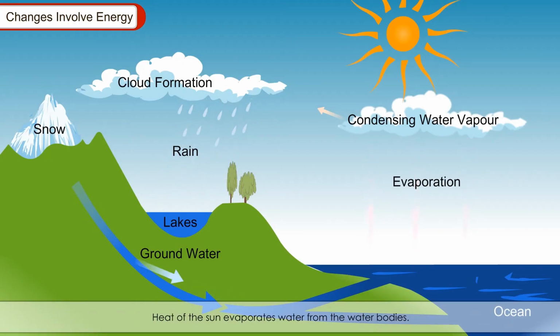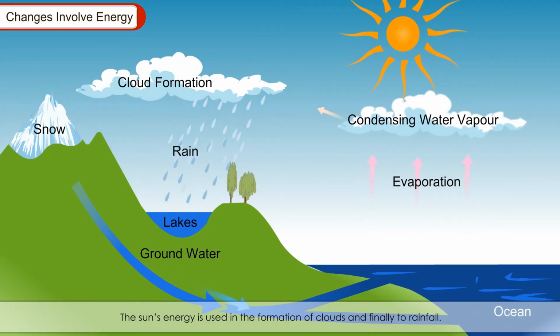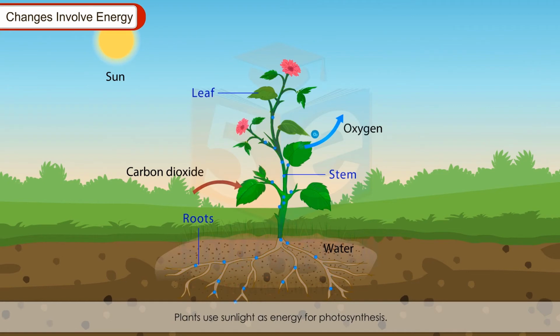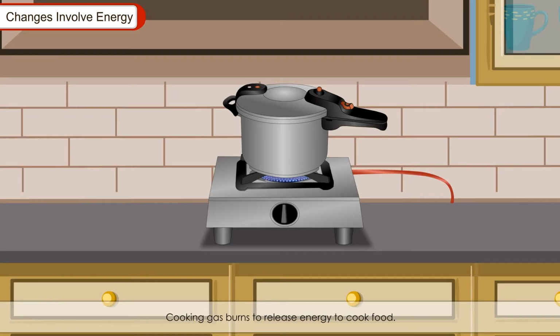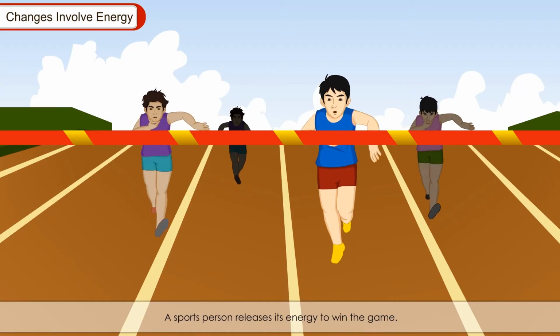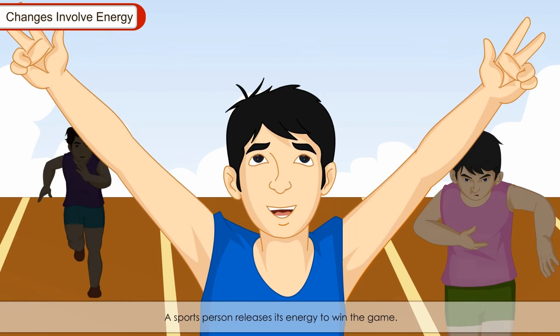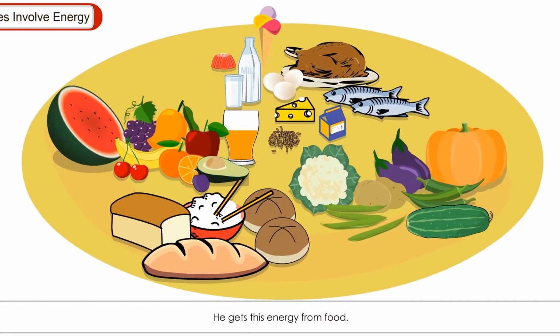Heat of the sun evaporates water from the water bodies. The sun's energy is used in the formation of clouds and finally to rainfall. Plants use sunlight as energy for photosynthesis. They utilize this food and grow. Burning of wood releases energy in the form of heat and light. Cooking gas burns to release energy to cook food. A sportsperson releases energy to win the game. He gets this energy from food.